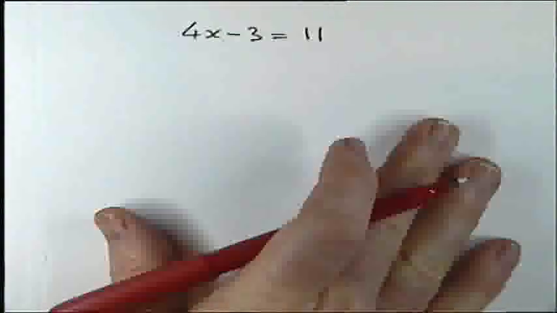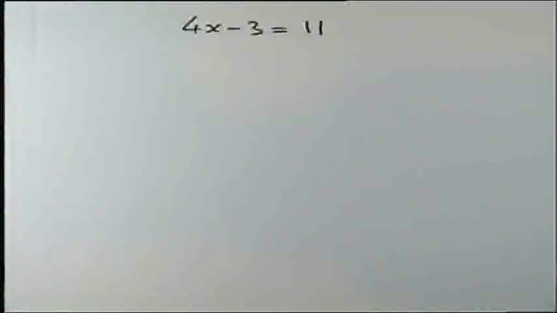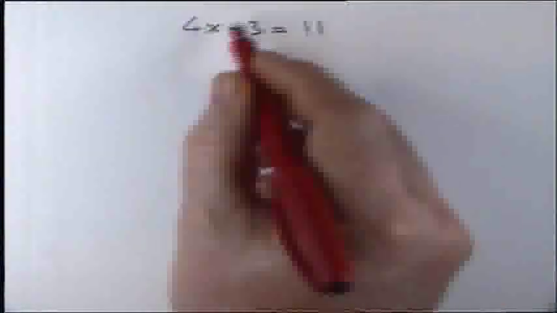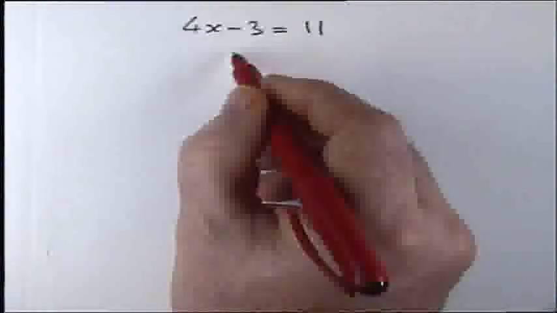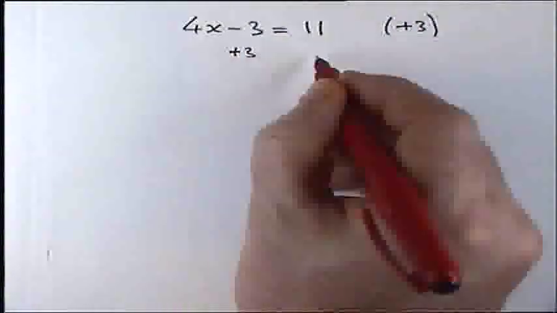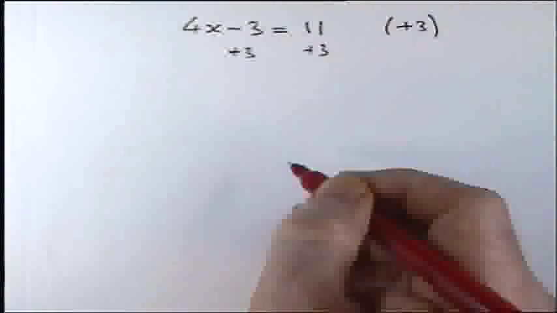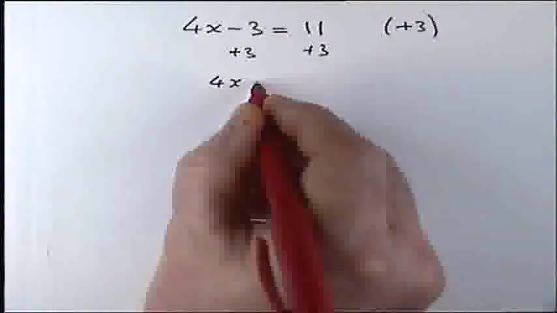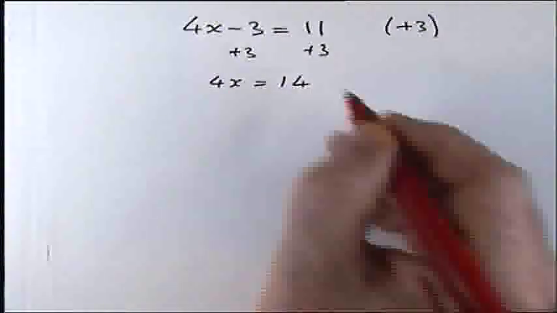Here's another example. 4x minus 3 equals 11. See if you can do that one on your own. And if not, here we go. What's the opposite for taking away 3? It's adding 3. So we're going to add 3 to both sides, and the important thing is we're adding 3 to both sides. That gives us 4x is equal to 14.